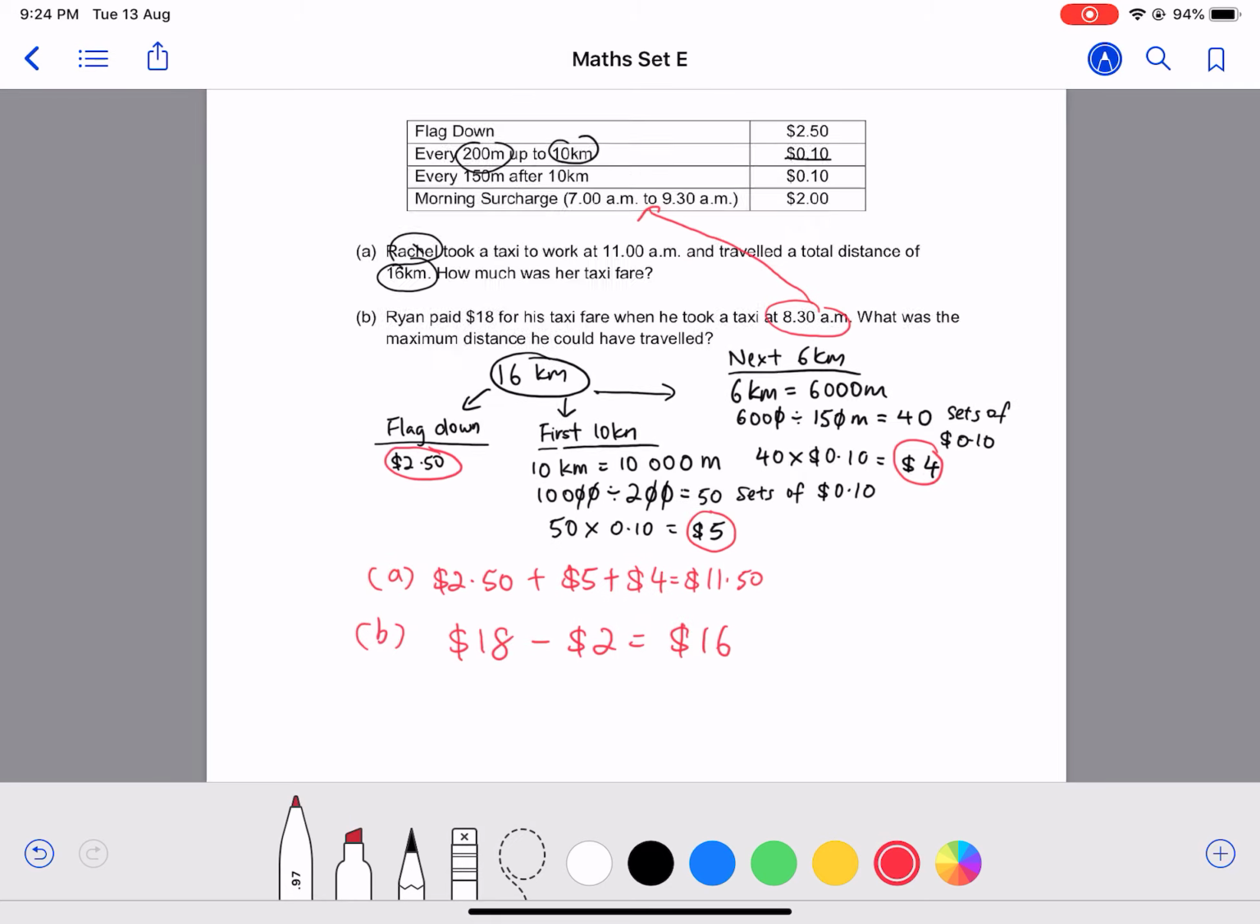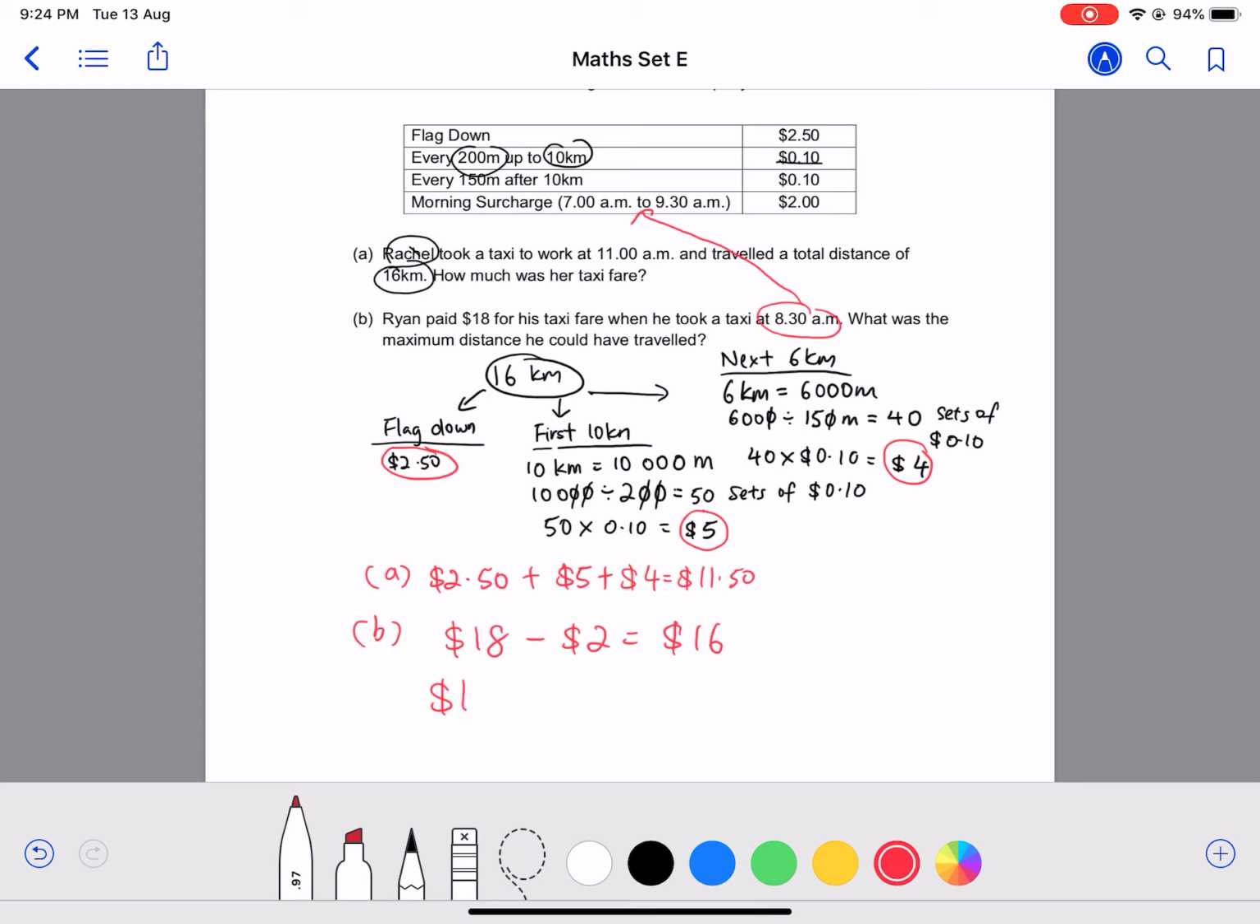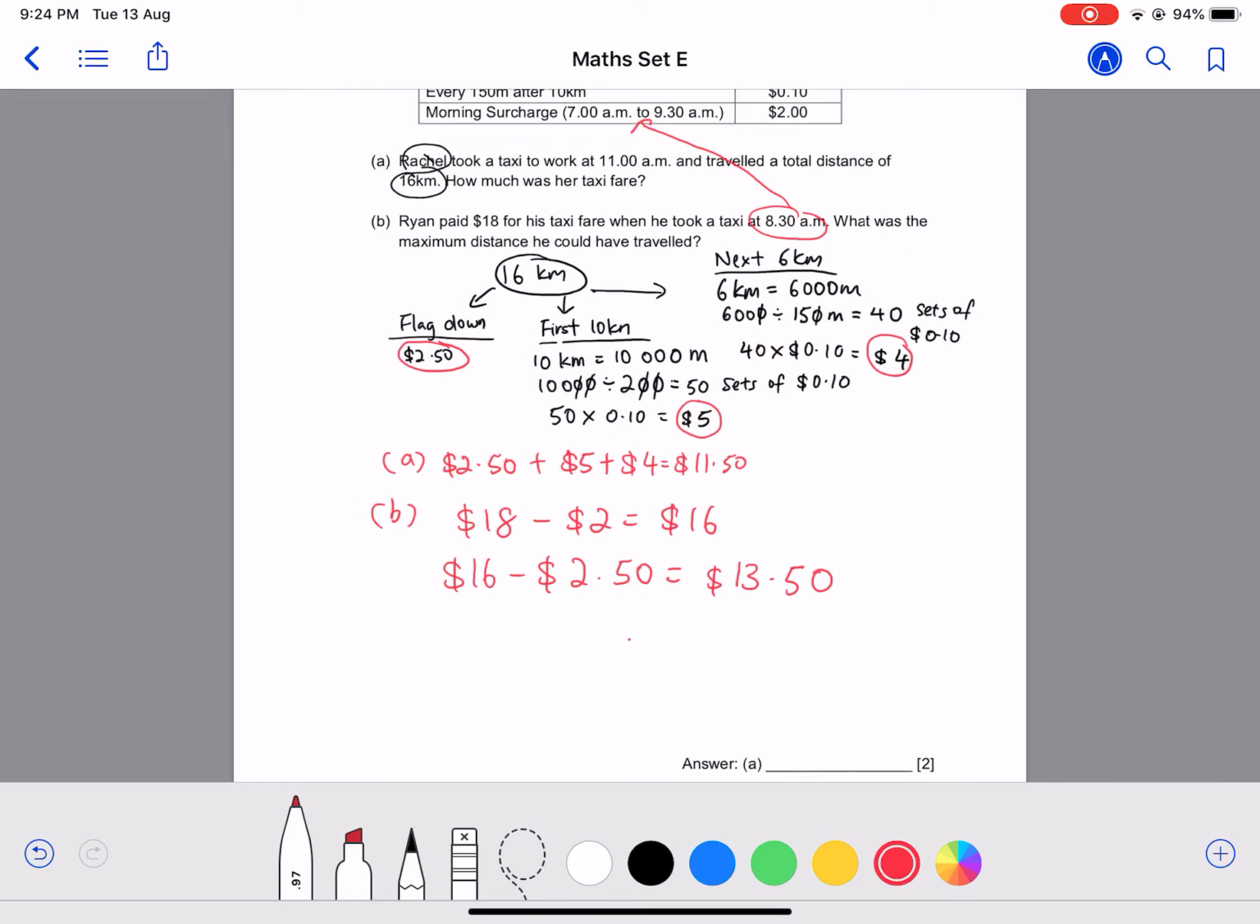Okay, and also we need to take away the flag down because the moment you flag down a cab, you have to pay $2.50, right? So we take out that flag down first. So the total distance will actually cost him $13.50. Minus away the surcharge, minus away the flag down. Alright, so now we can find already.